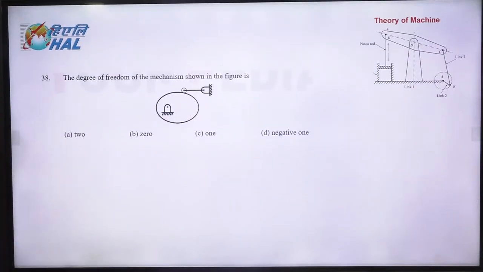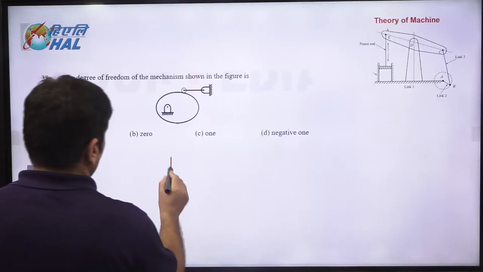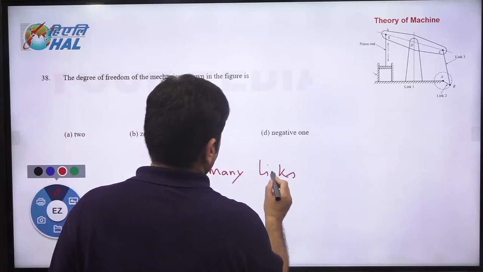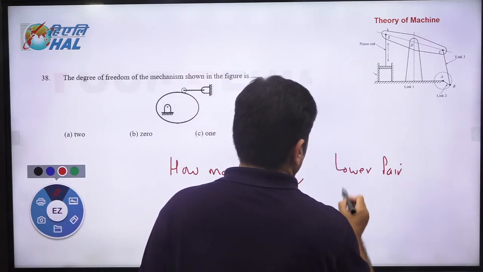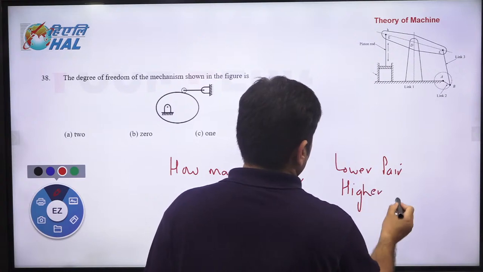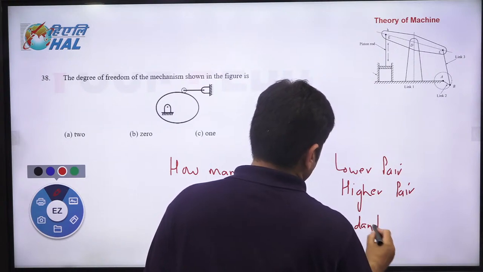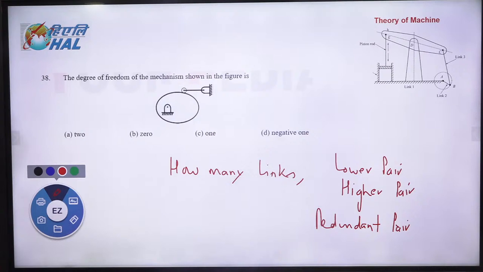Find the degree of freedom. What is the degree of freedom for this? First tell me how many links there are. You will find a couple of things here. How many links? And then you will tell how many lower pairs, higher pairs, and redundant pairs. This is an important question. How many lower pairs, higher pairs and redundant pairs?